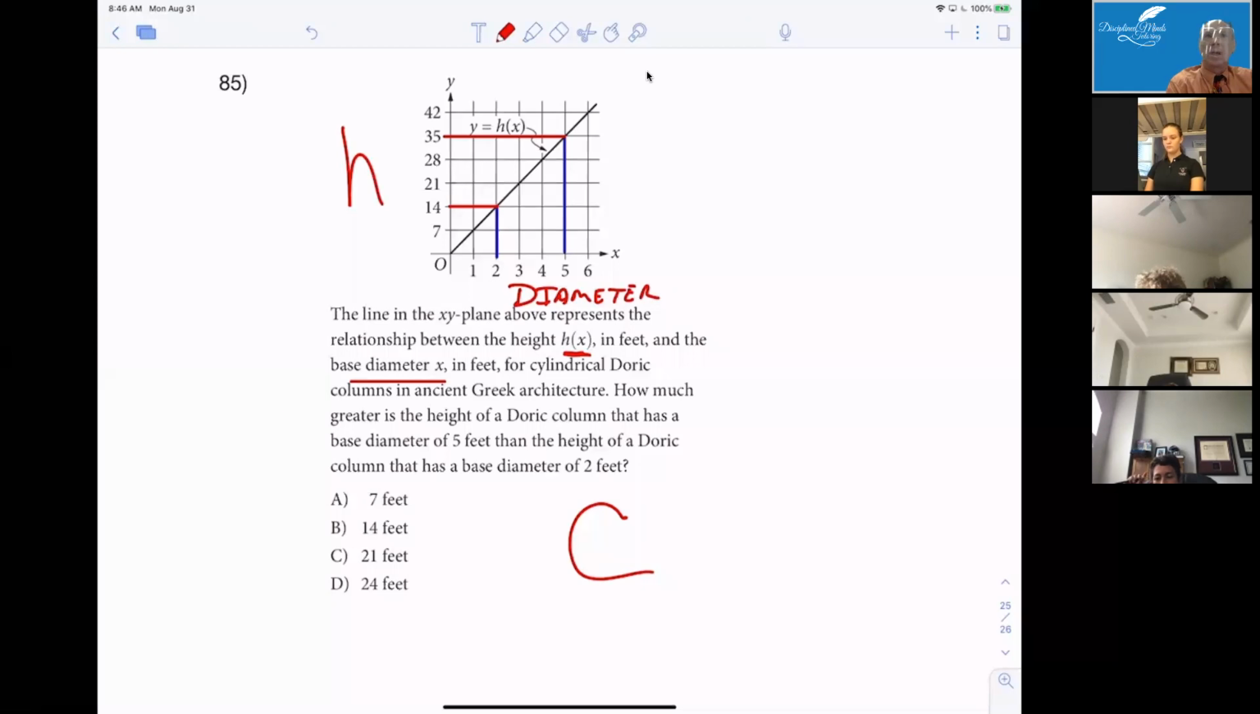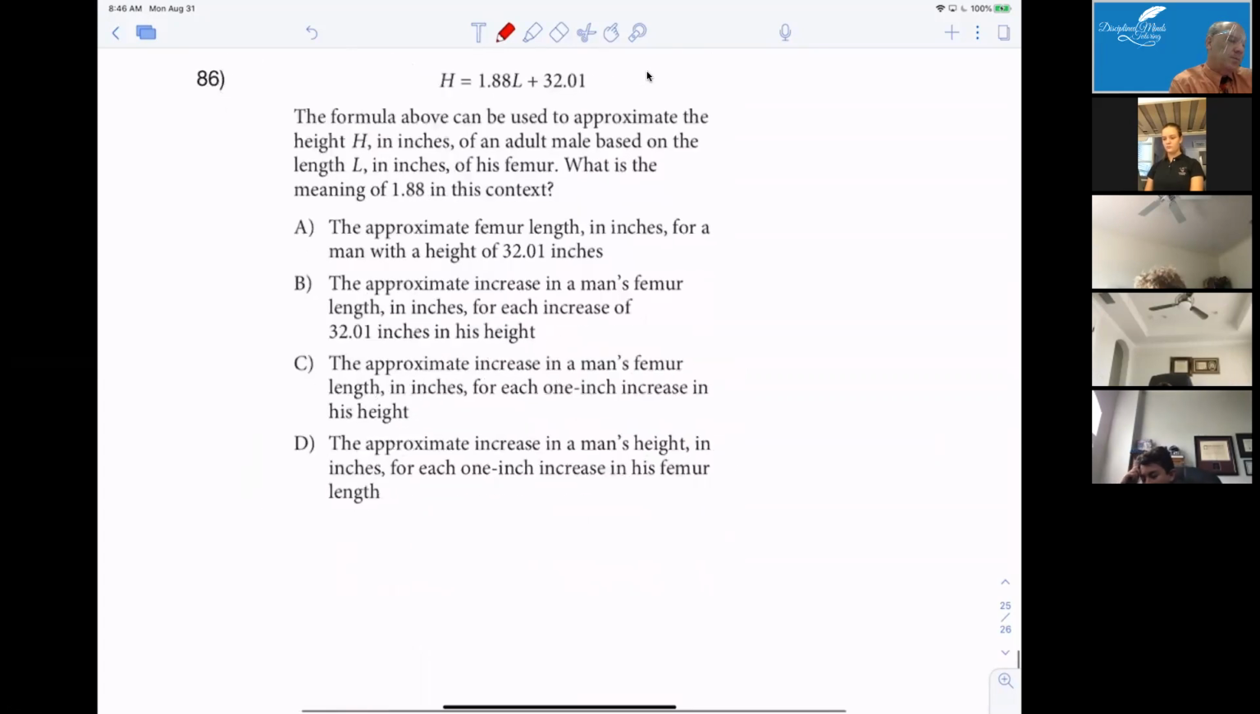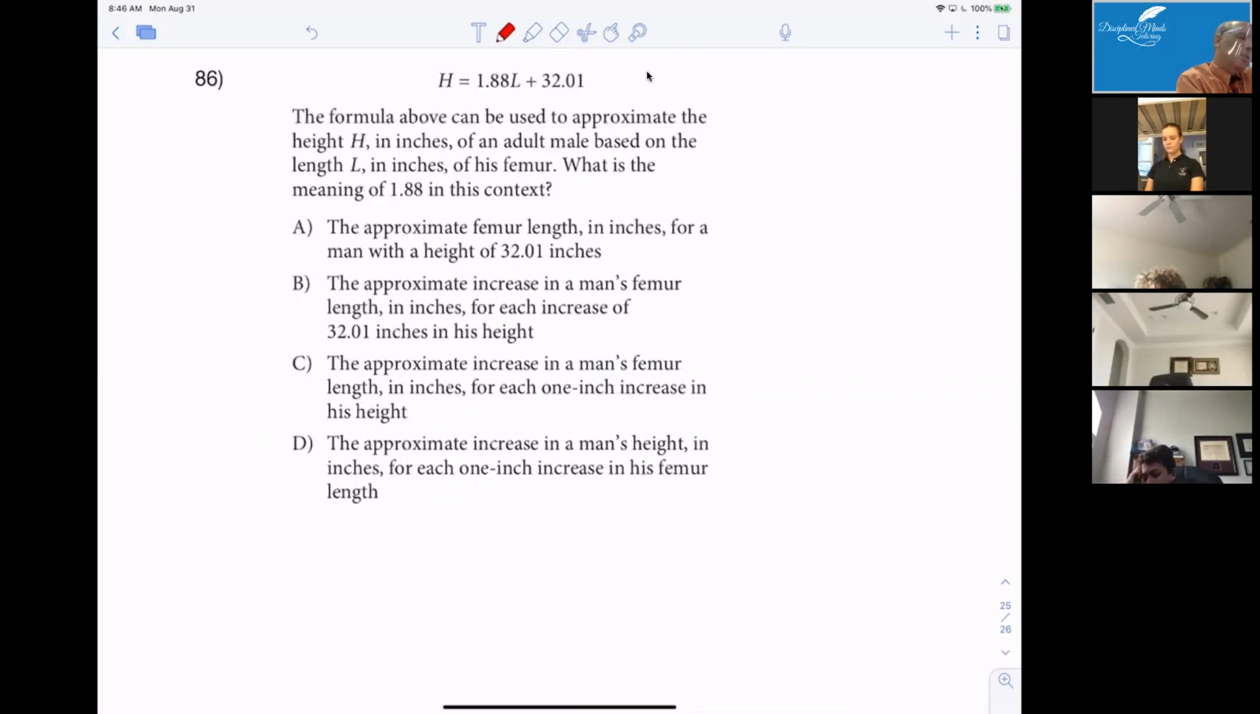All right, guys. And like I said, you're going to see some of these on the test. So, all right, here we go. Let's knock out 86. Okay, someone quickly tell me, what is 1.88 called? The slope. All right, so I want everybody to write down slope, and then write delta H over delta L.